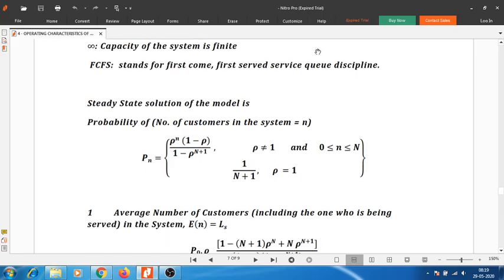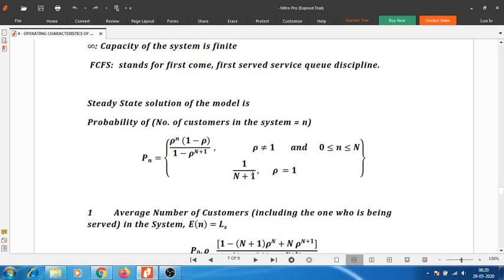By using similar lines we can derive its steady state solution. Pn is equal to rho power n into (1 minus rho) by (1 minus rho power n plus 1) when rho is not equal to 1. Again, if rho is equal to 1, it is 1 by n plus 1. What is the capital N here? The capacity of the system. Agreed with my point here? Capital N stands for the capacity of the system.